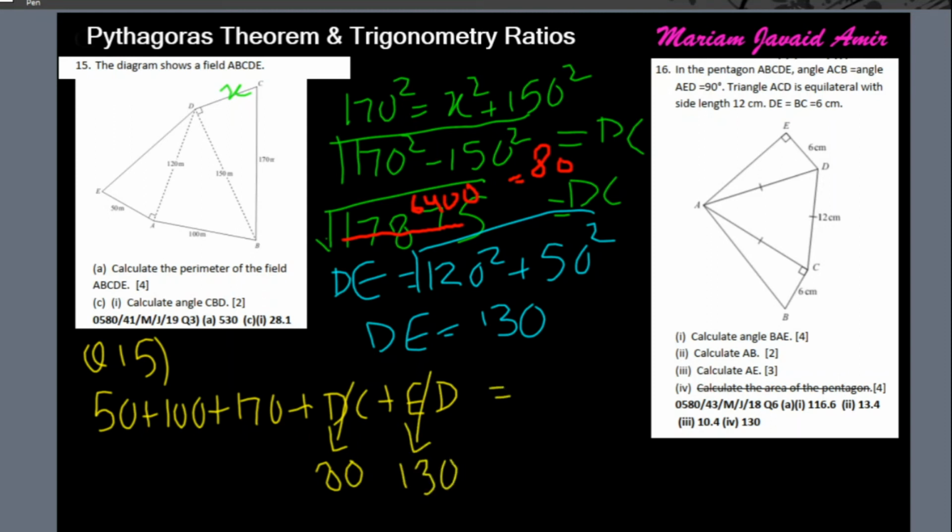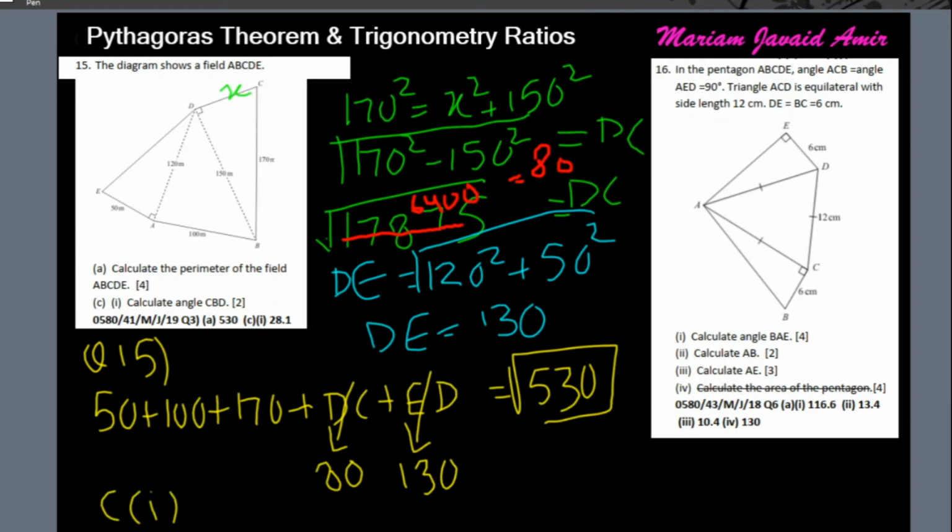Now add all of these, and we get 50 plus 100 plus 170 plus 80 plus 130. This gives 530. So the answer for the perimeter is 530 for question 15. Part C1, probably part B was not in the syllabus for grade 8. So it was some other concept which should be discussed later this year. So I've skipped part B.